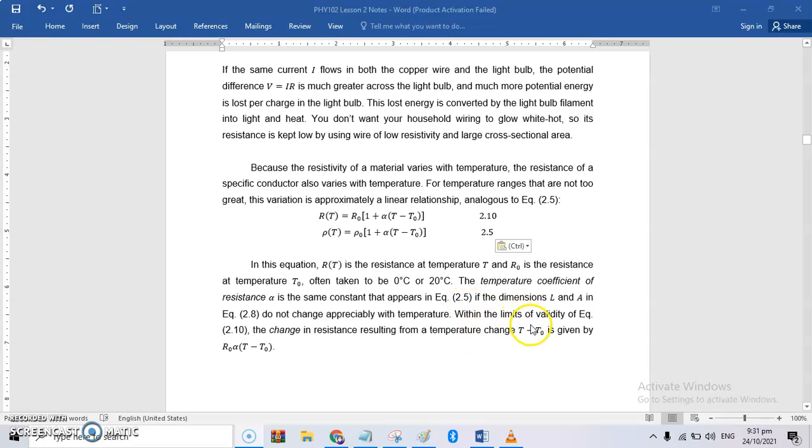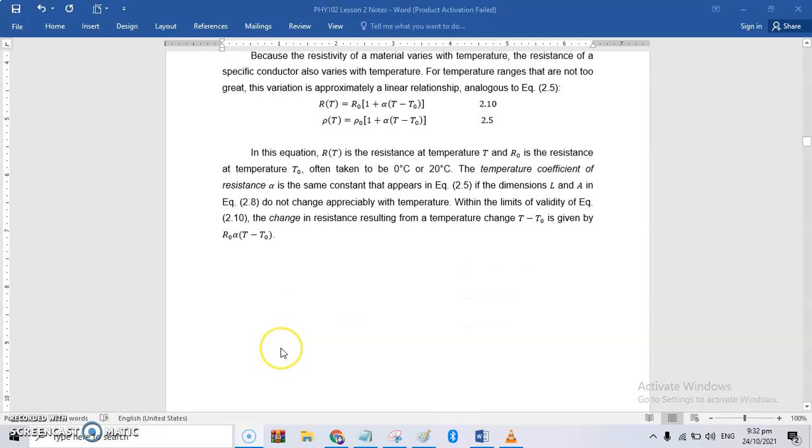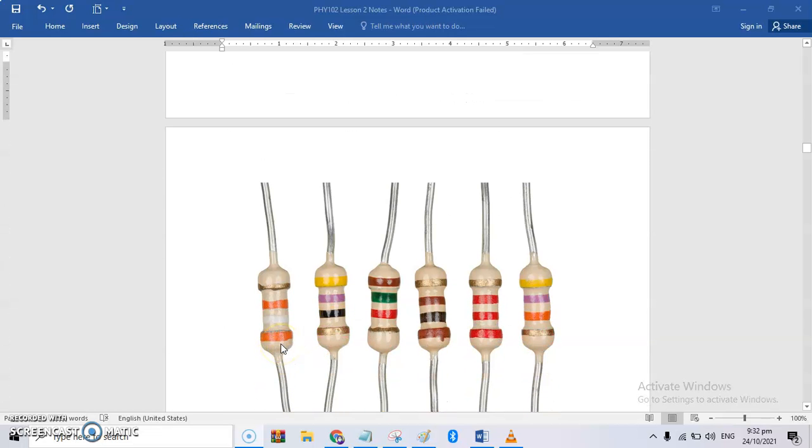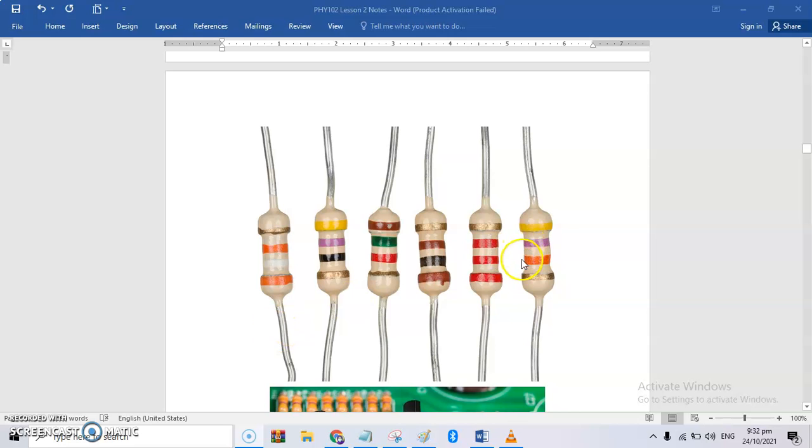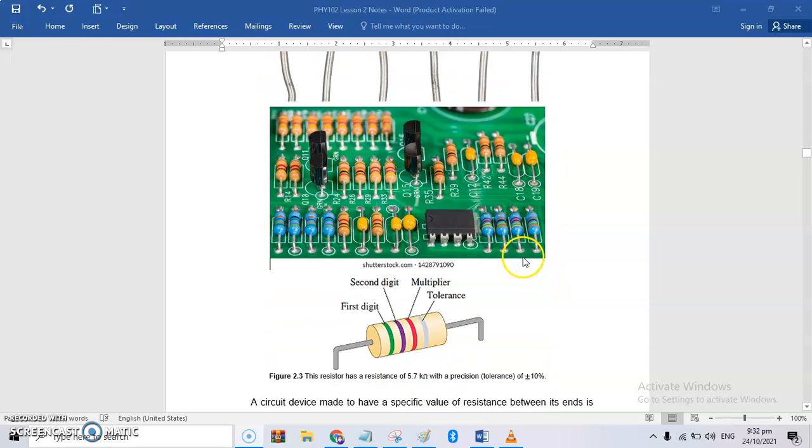Within the limits of validity of equation 2.10, the change in resistance resulting from a temperature change T minus T sub O is given by RO alpha T minus T sub O. So, for example, a resistor has a resistance of 5.7 kilo ohm with a precision or tolerance of plus and minus 10%.